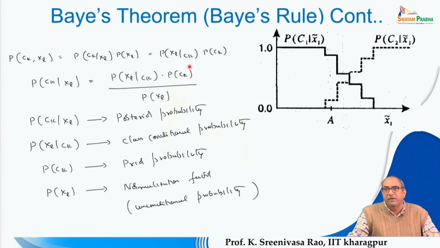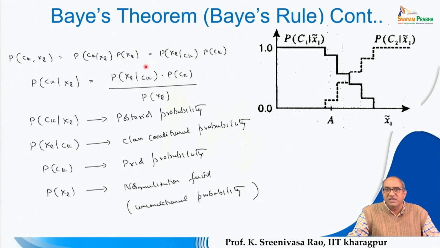Since we have no knowledge, we can assume that all the classes are equiprobable. If all the classes are equiprobable, then suppose we have 10 classes, for each class the probability will be 1 by 10. That means the probability of Ck remains the same across all the classes. So the effect of the probability of Ck is not at all significant. In that case, we can say that the posterior probability completely depends on the class conditional density.